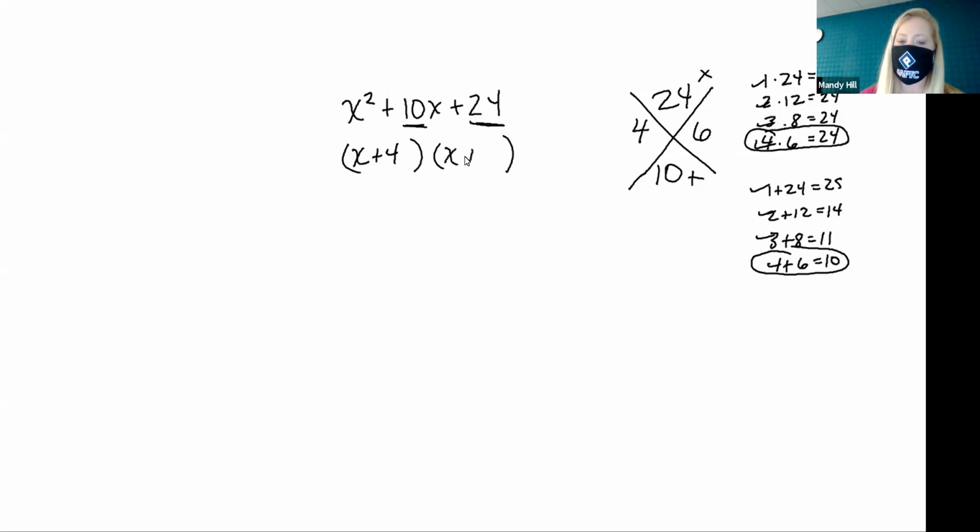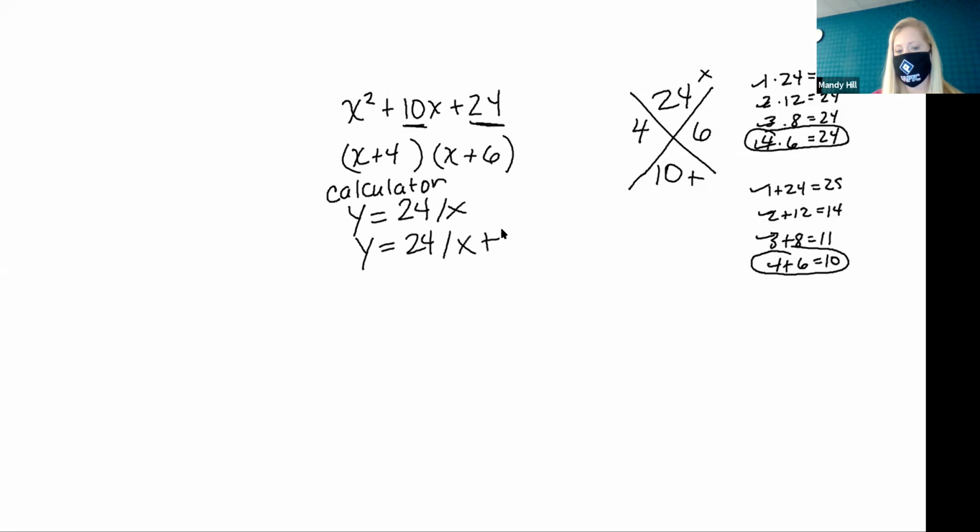Now, how do I use the calculator to find that answer? This time I'm going to show you 2 separate ways to do this problem. When we go to the calculator and we go to our screen, we're going to type in y equals 24 divided by x. Where I'm getting that because my last constant term is a 24. So this is how we would come up with this on the calculator. The second thing that I would do is go to my y equals and type in 24 divided by x plus x. Everybody understand where I'm coming up with that?